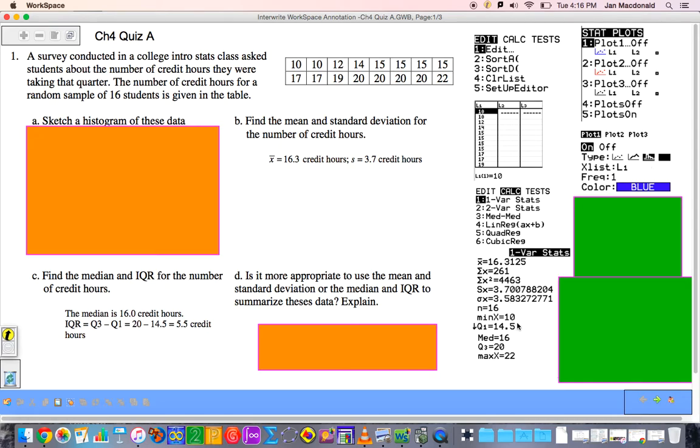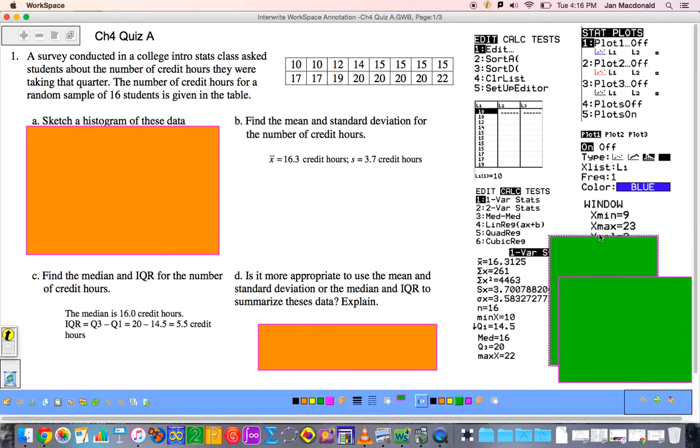Well, we know our minimum value is 10 and our maximum value is 22 along the horizontal axis. So for our horizontal window, our x variable, I think the minimum should be a little bit smaller than 10, so I put 9. And the max is a little bit bigger than 22, so I put 23. And I scaled my graph by 2. So that means the first bar would be the number of students who had 9 or 10 credit hours.